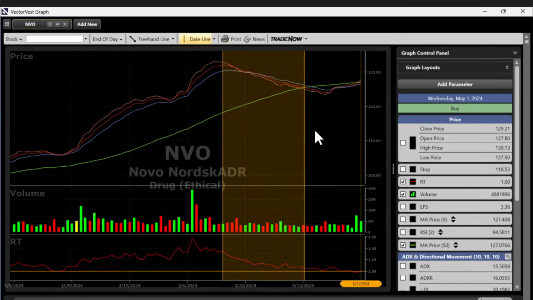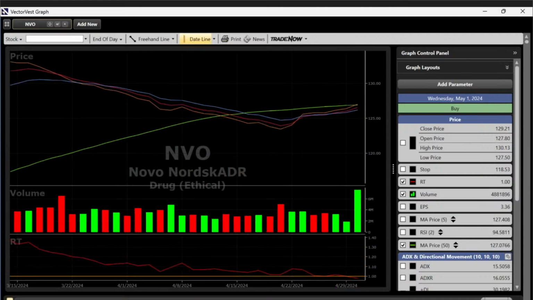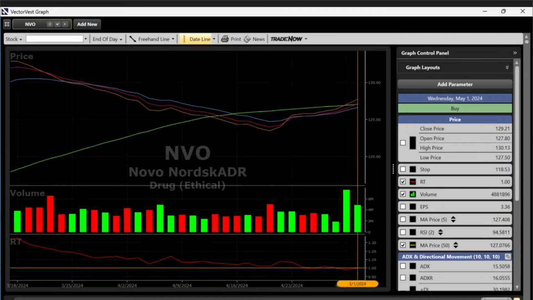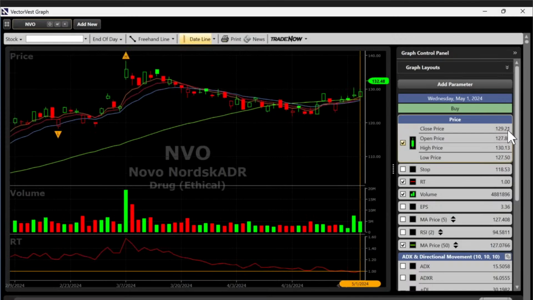I'm beginning to see the squeeze here. I'm sorry, the separation. Didn't quite see it there. Beginning to see it there, and volume is coming in. All right, guys, so we have a signal, right? Good. 129.21.